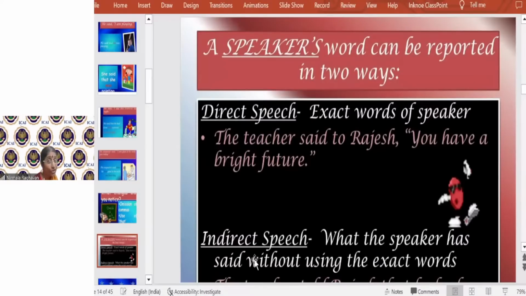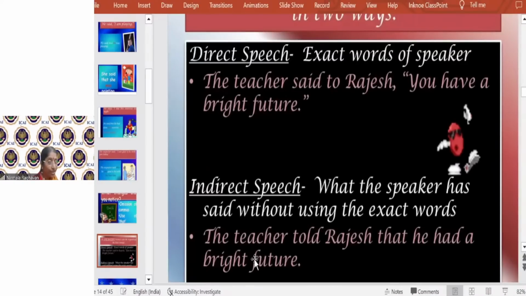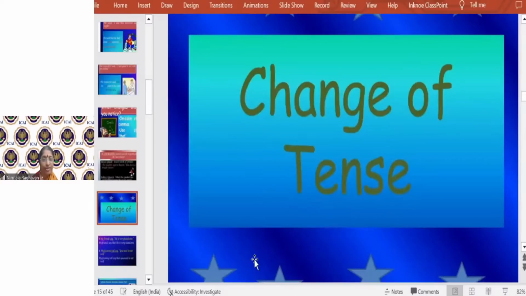The exact words of the speaker is direct speech. The teacher said to Rajesh, "You have a bright future." What the speaker has said without using the exact words: The teacher told Rajesh that he had a bright future. Okay. Now, change of tense. The first change that we saw was the inverted commas, the usage of "that." Now, this is the third one, change of tense.